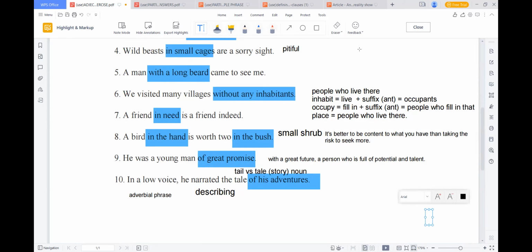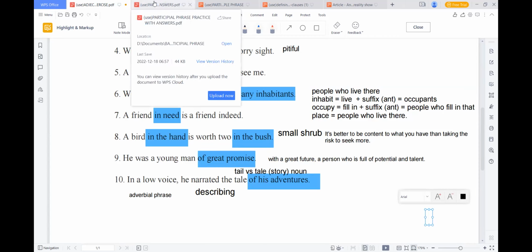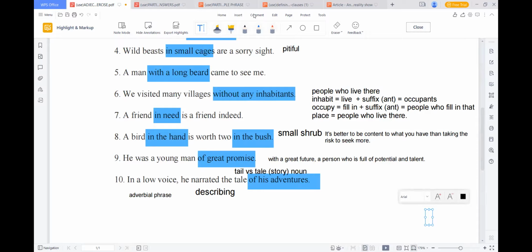Can I stop this one? Can I move on to the other part? Are you okay with this? Yes, sure. Let me move to the other. So for adjective phrase, you don't have any problem really, right? So let's look at participle phrase.